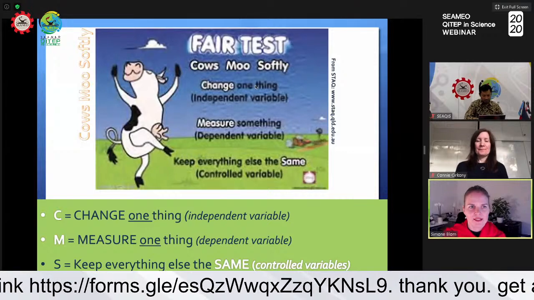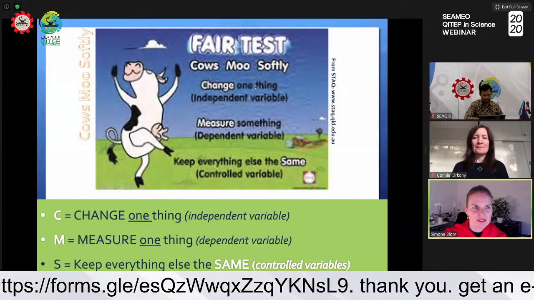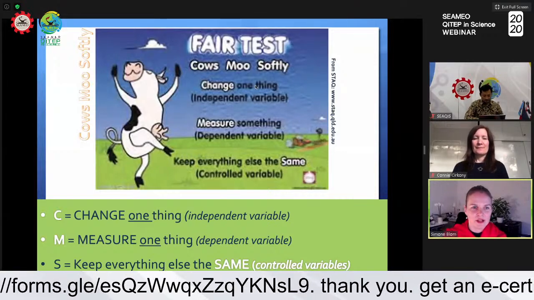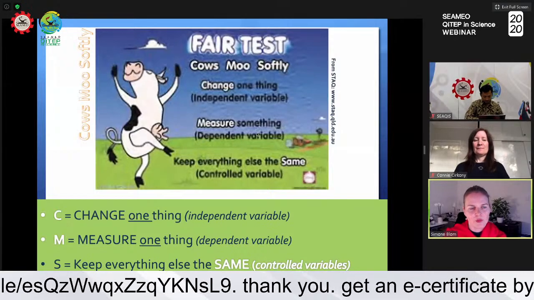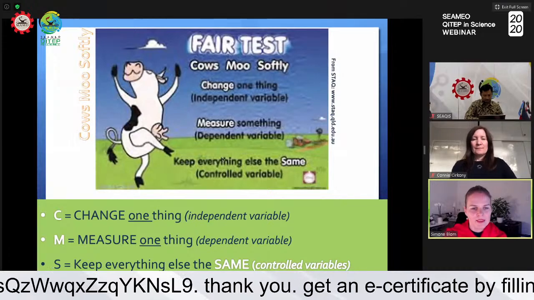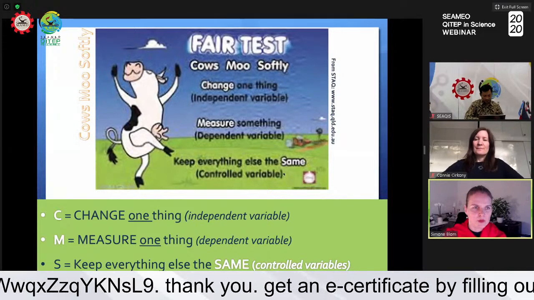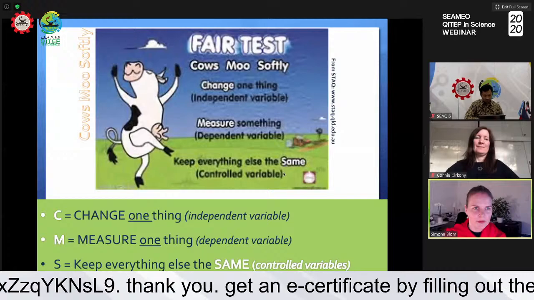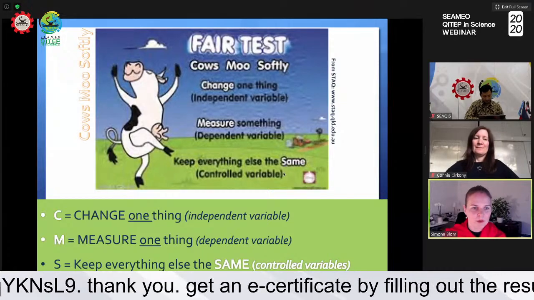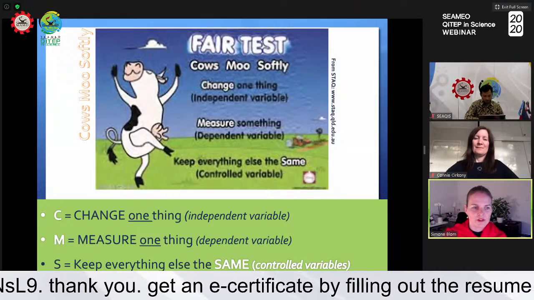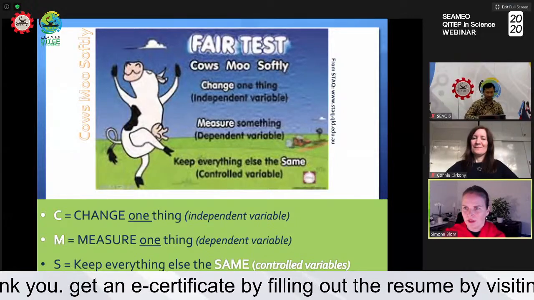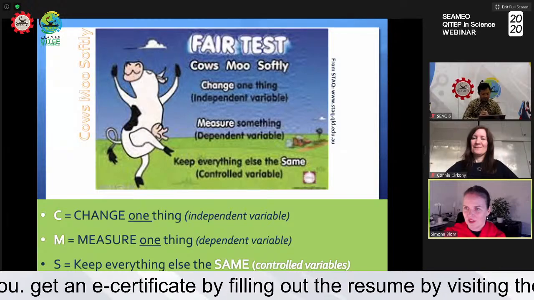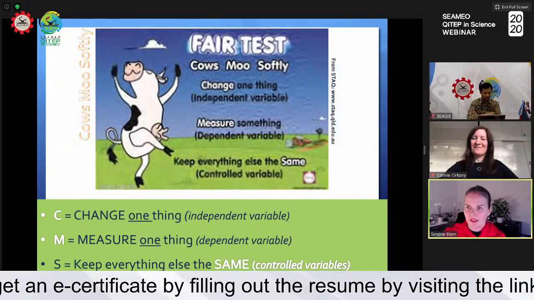Okay, so we could see in that example, they changed the runners, the type of shoe that the runner was wearing. We measure something. So in that example, they measured the time. And then everything else was kept the same. So it was the same surface, the same climate, the same clothes that the runner was wearing. And they're called the controlled variables. So the change, measure, and control. I hope that answers your question there, Solia.